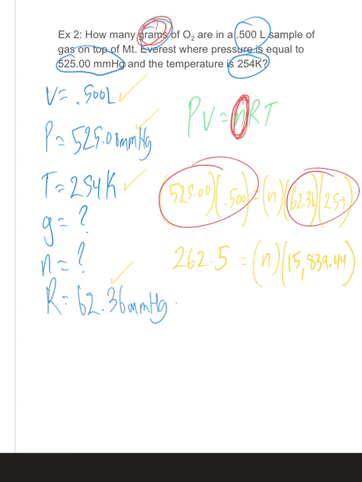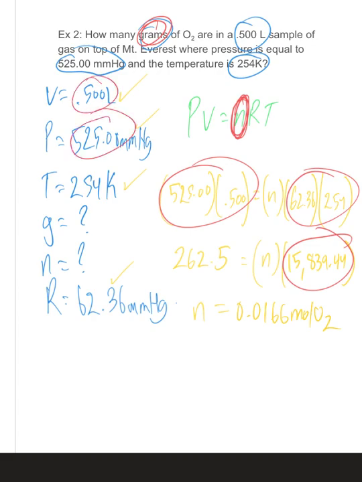Then next, I'm going to go ahead and divide both sides by 15,839.44 to get n by itself. And so when I do that, we get n to be equal to 0.0166 moles of oxygen. Now, I made sure to round to 3 significant figures because volume has 3, the pressure had 5, the temperature has 3, and this is an exact number. So the least number of sig figs is 3, and that's why I rounded our moles to 3 significant figures.